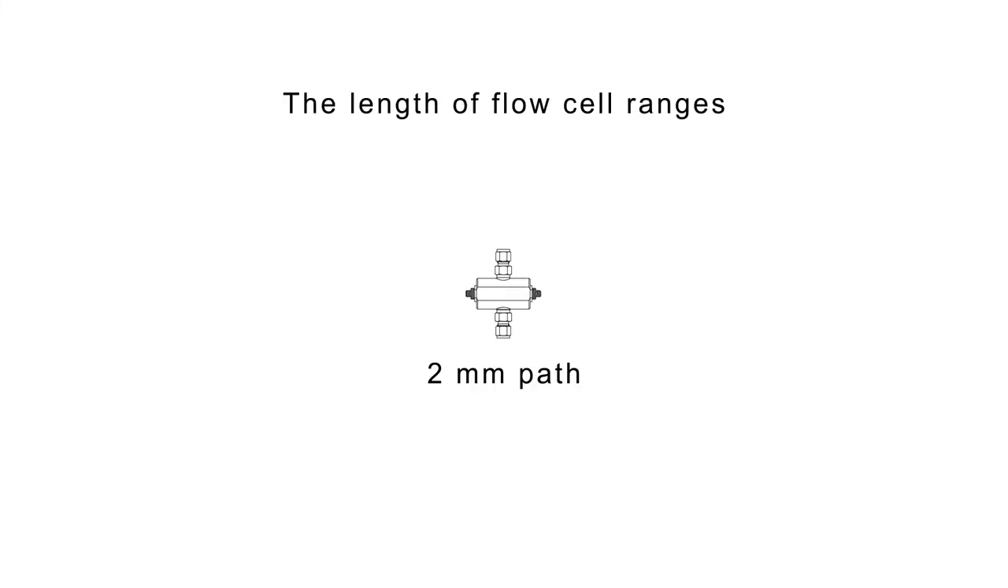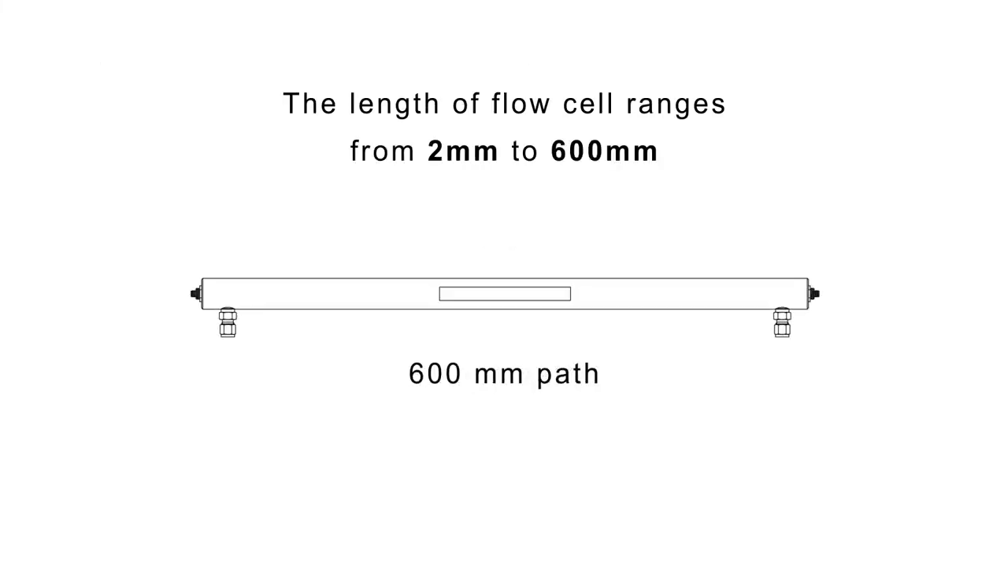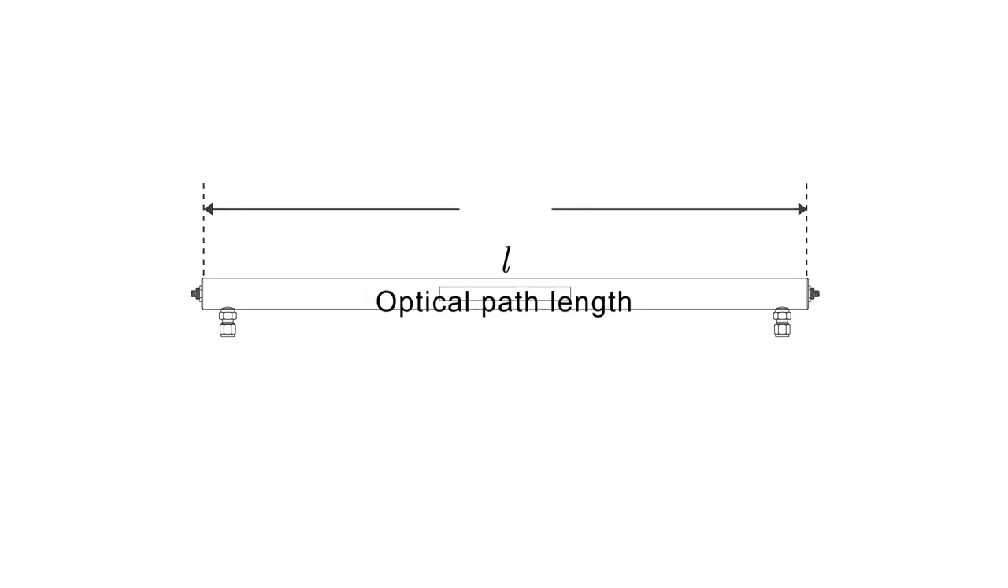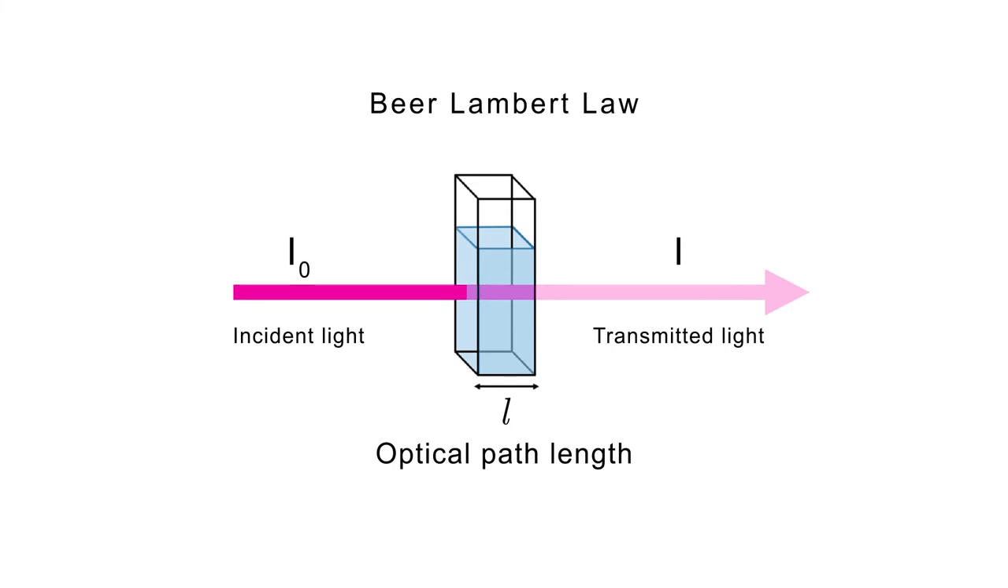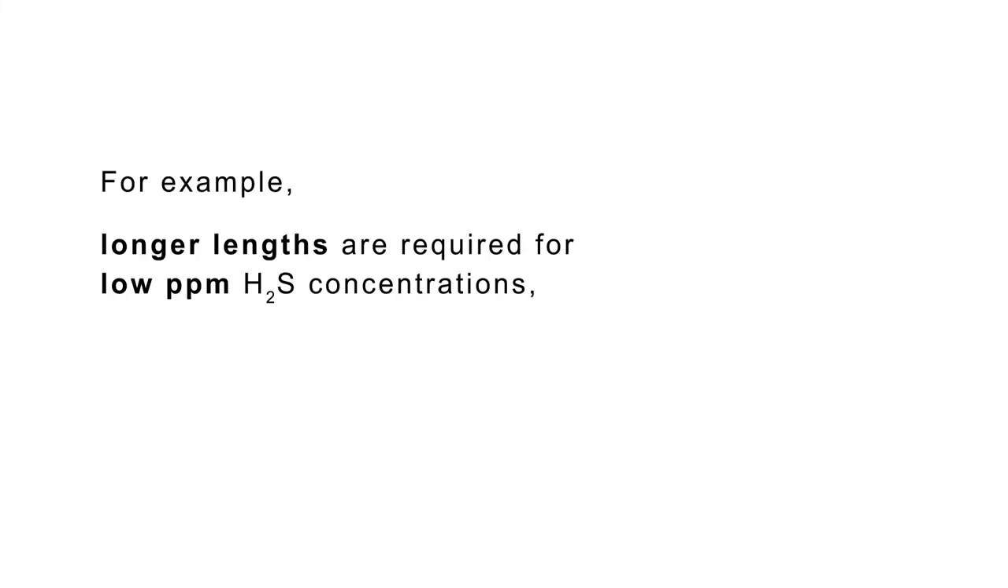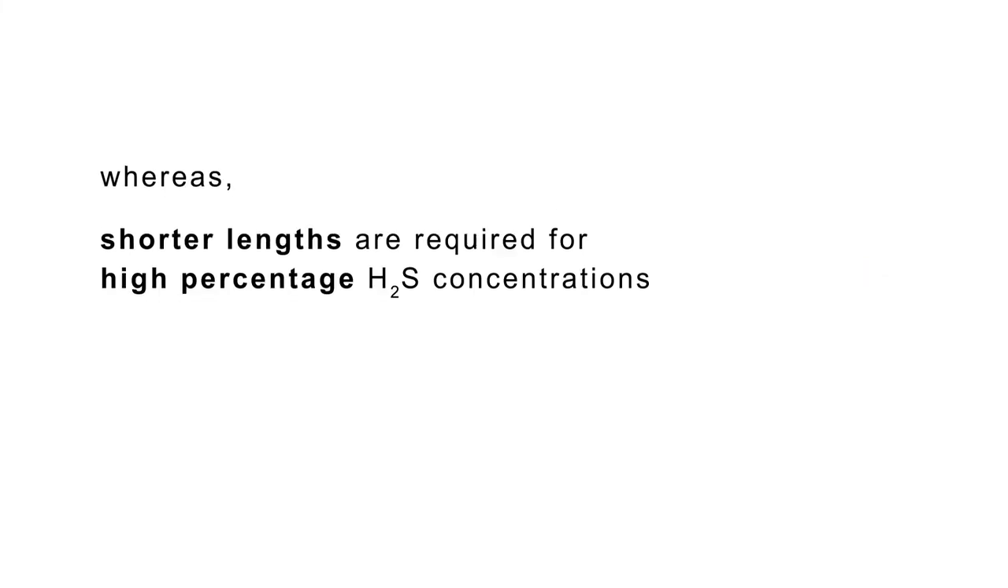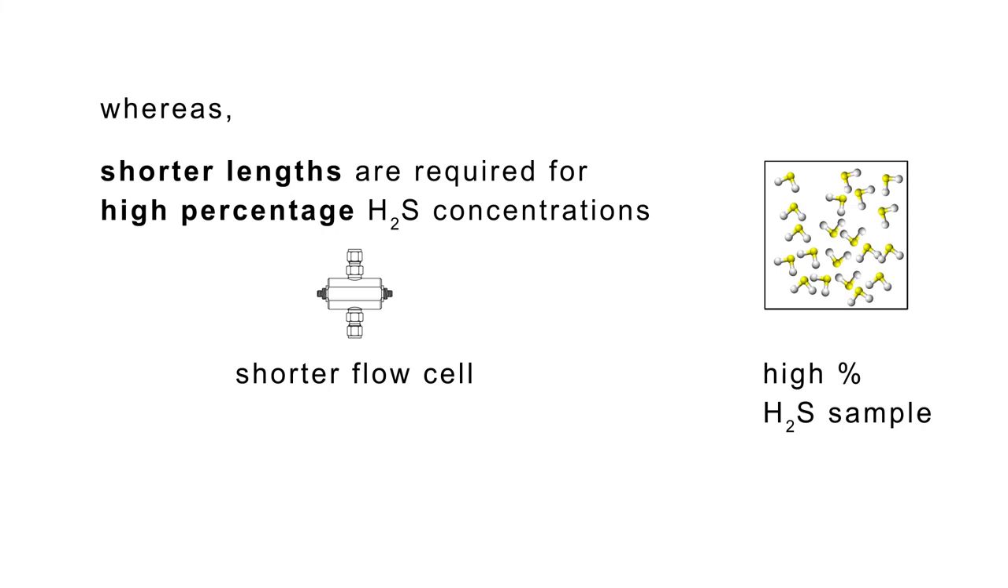The length of the flow cell ranges from 2 mm to 600 mm. The path length of the flow cell is optimized in accordance with the Beer-Lambert law. For example, longer lengths are required for low ppm H2S concentrations, whereas short lengths are required for high percentage H2S concentrations.